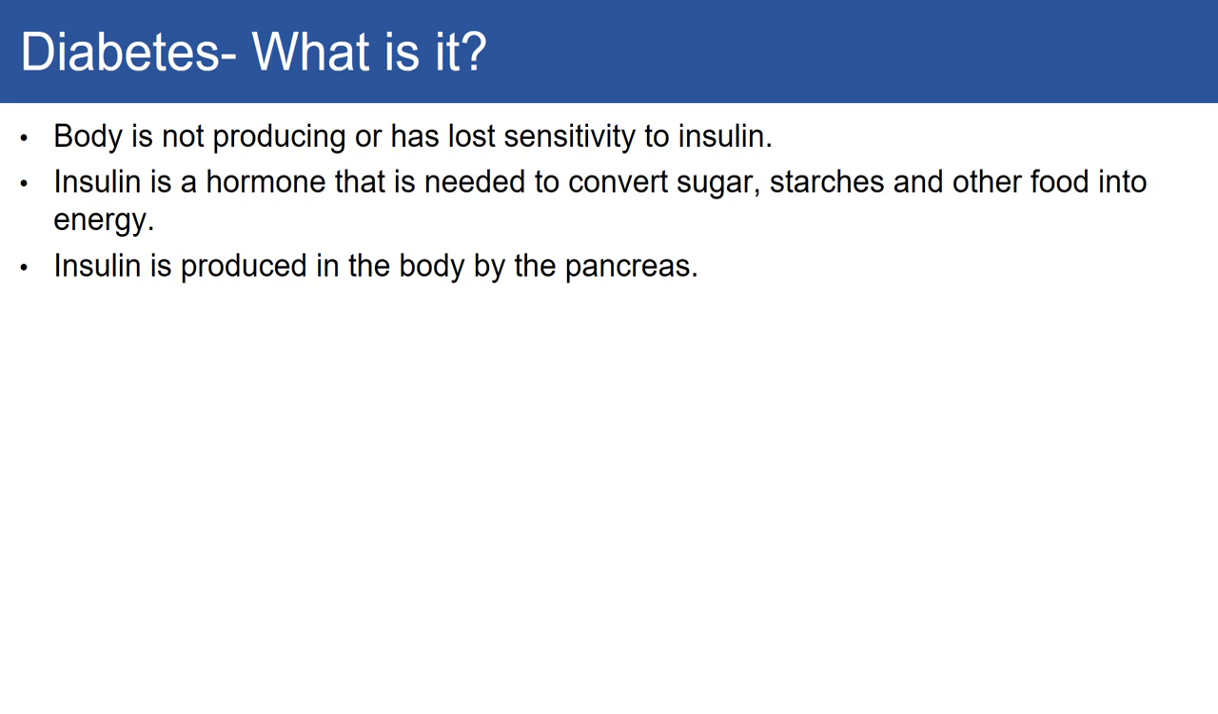I just want to introduce a case study topic on diabetes. I normally put in a little case study and a question at the beginning, but I'm going to dive right in. Diabetes is when your body is not producing or has lost sensitivity to insulin. When it's not producing, type 1; when it's lost sensitivity, type 2. Insulin is a hormone. We'll talk about it probably 6 more times in biochemistry. That's the hormone that's needed to convert sugar and starches and other food into energy, and insulin is produced in the pancreas.